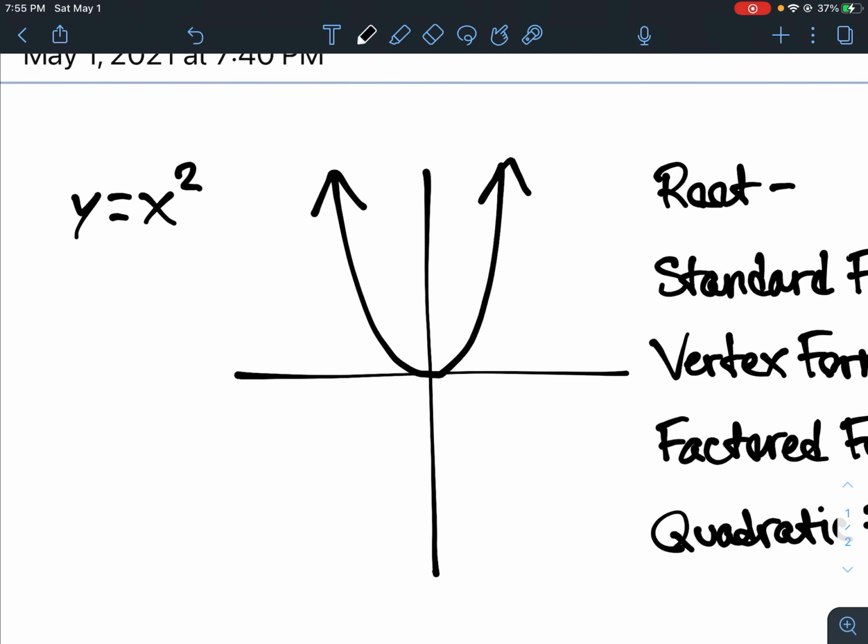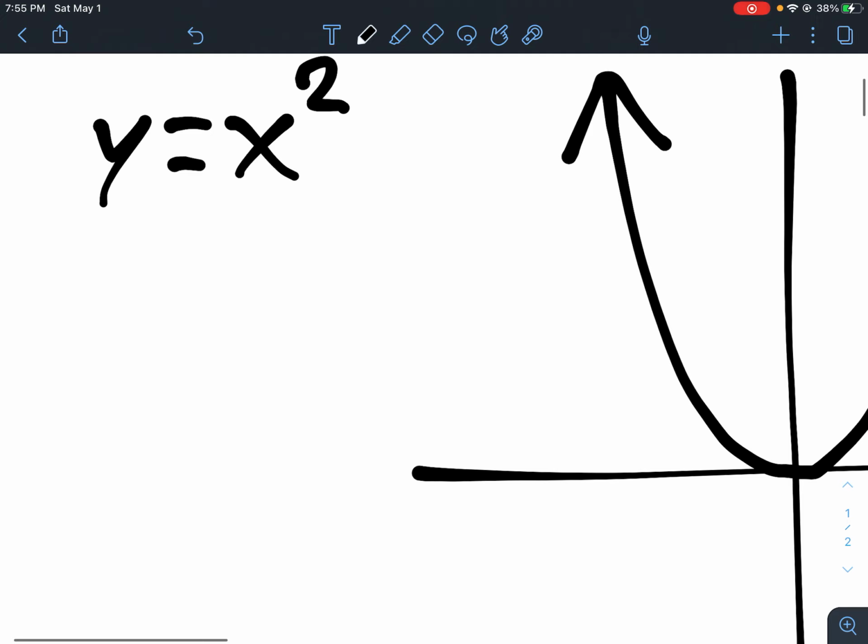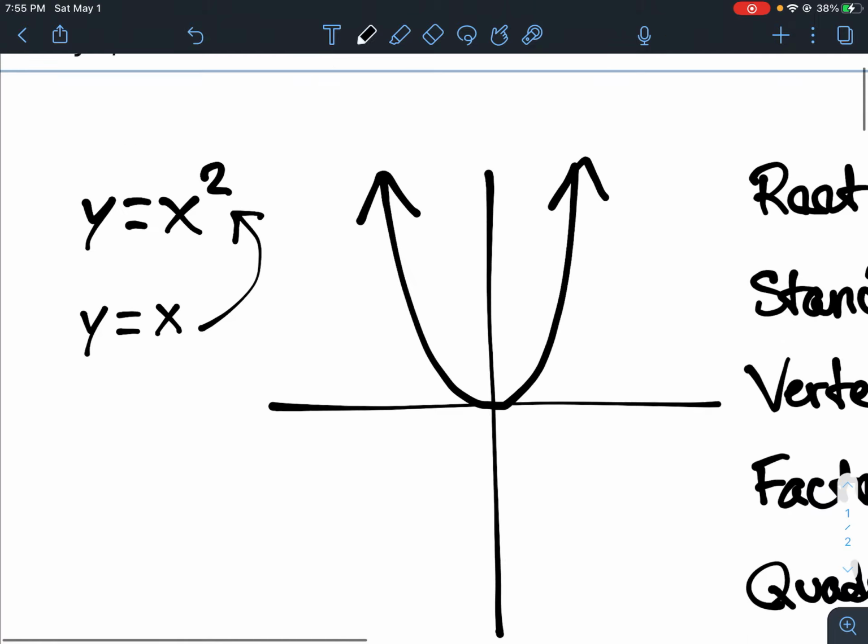First, we have to cover what is a quadratic. A quadratic is simply just a squared version of the linear function y equals x, hence the 2 as the exponent.